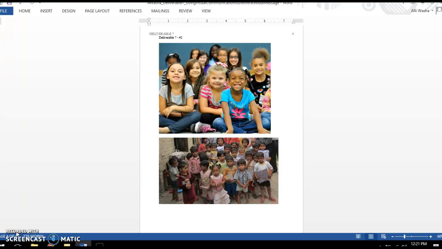The clothes are also culturally familiar to both countries. In the American picture, the kids are wearing jeans, shirts, and tennis shoes. In the India picture, the kids are wearing sandals, and not one kid is wearing jeans.